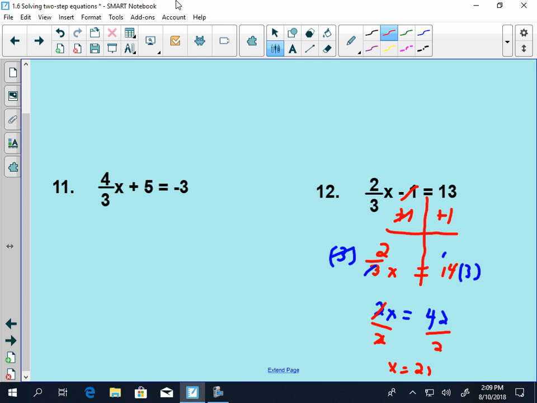Okay. That's nice and short, but that will get you through these, and if you practice them, you'll be better at this.